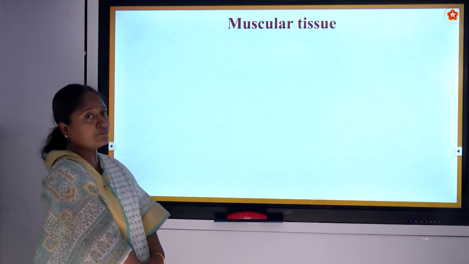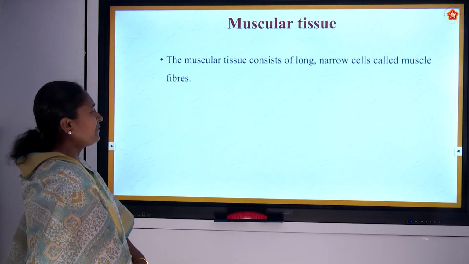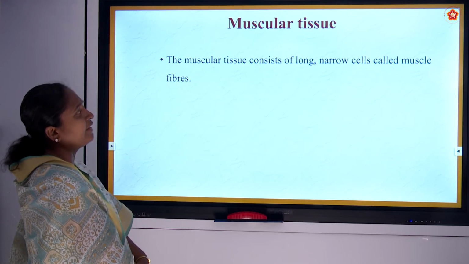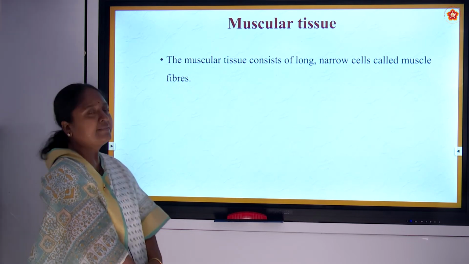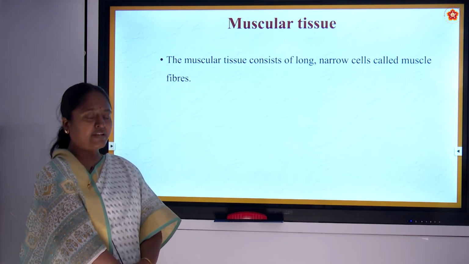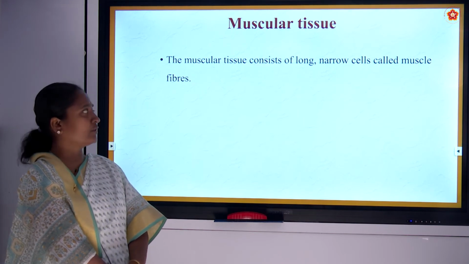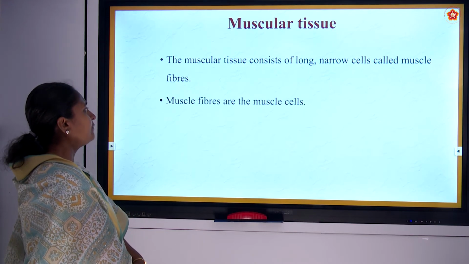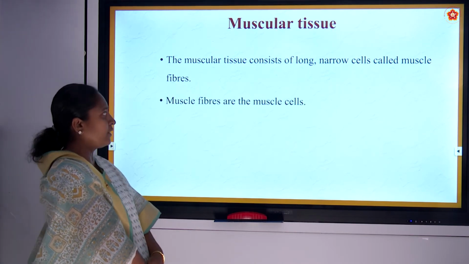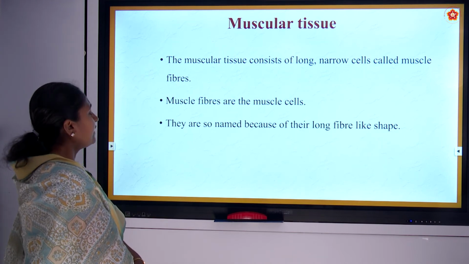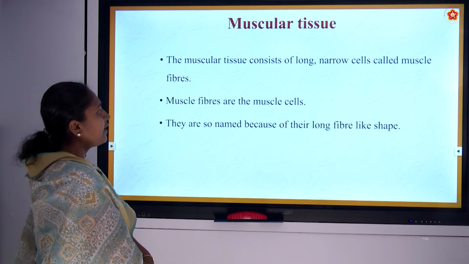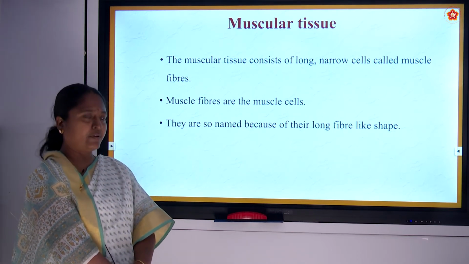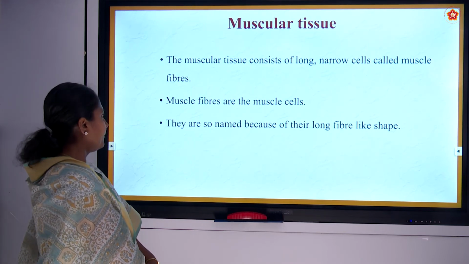Now, we will see the muscular tissue. The muscular tissue is made of very long tissues having very narrow cells which are known as muscle fibers. If you are a non-vegetarian, you may know how muscles look, right? They have narrow cells, and these muscle fibers are nothing but the muscular cells. They are named so because they are small, long, thread-like structures. Hence, it is known as fiber and muscle fiber.